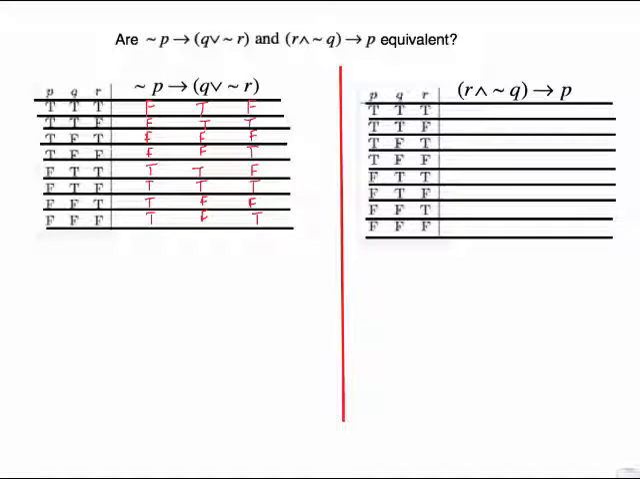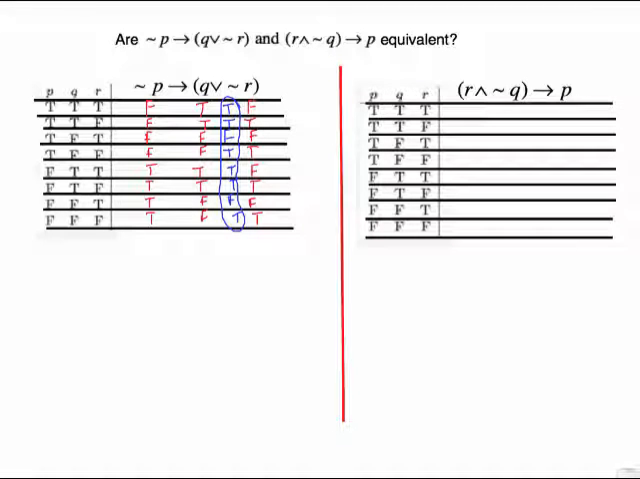Now order of operations tells me I need to do what's inside parentheses first, so I'm dealing with this right here. Or: the only time an OR statement is false is if both simple statements are false. So this is false and this is false. Otherwise we have trues in this column. So this is my answer for the parentheses part.